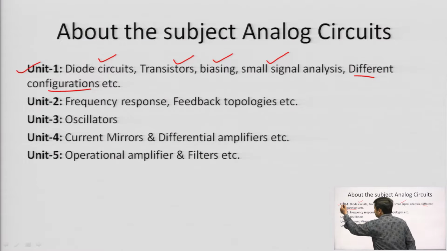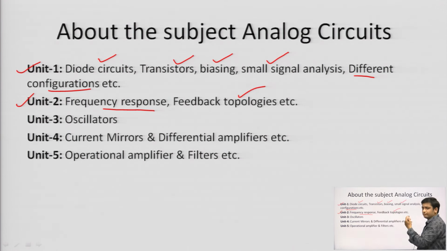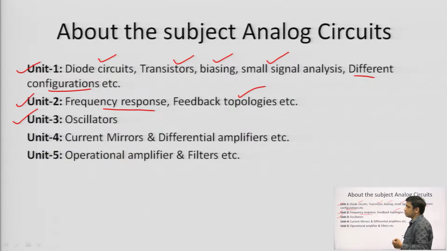In unit 2 we are going to learn the frequency response of common emitter and common source amplifiers, that is the low frequency response and high frequency response, how the performance of an amplifier is affected at low frequency and at high frequency. Then different feedback topologies, then we will learn about stability also, like when the circuit is stable, when the circuit is not stable, fine.